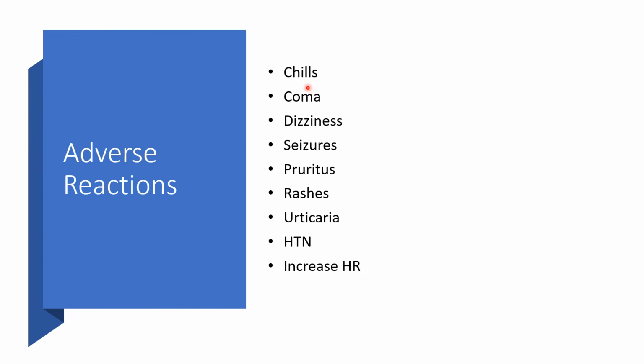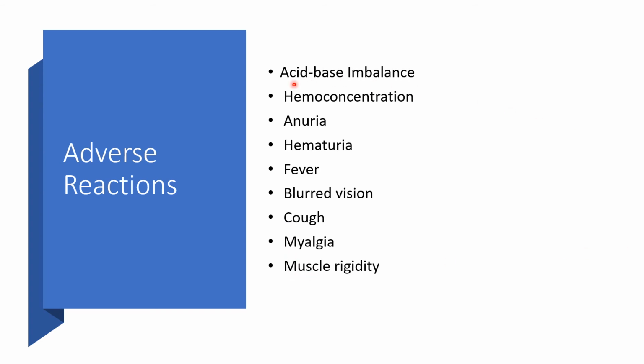There may be chills, coma, dizziness, seizures, pruritus, rashes, urticaria, right? Hypertension or increased heart rate. May be faced with acid-base imbalance. Hemoconcentration, when the water is out, then there will be concentration. Anuria, that is why we don't give it in anuria. There may be hematuria, fever, blurred vision, cough, myalgia, or muscle rigidity.